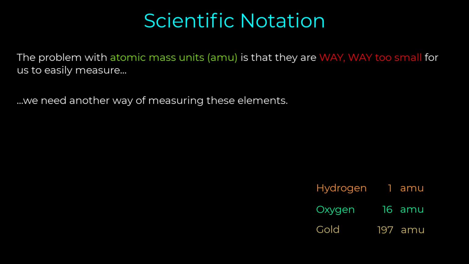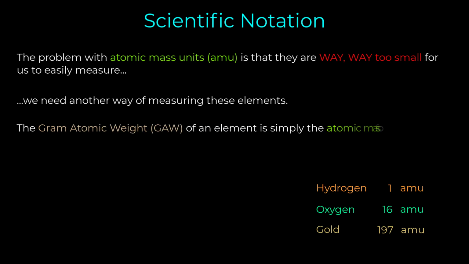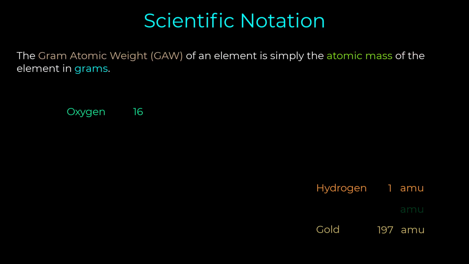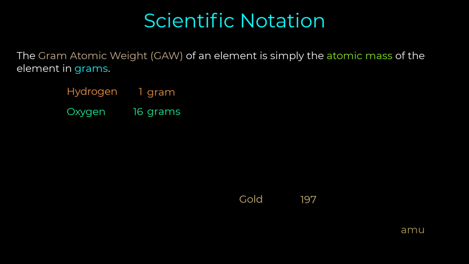To solve this problem, chemists introduced the notion of the gram atomic weight of an element. It is simply the atomic mass of the element in grams. Therefore, the gram atomic weight of oxygen is 16 grams, the gram atomic weight of hydrogen is 1 gram, and the gram atomic weight of gold is 197 grams, and so on. Now we have something we can measure in a laboratory.